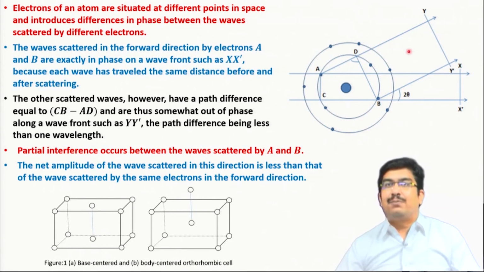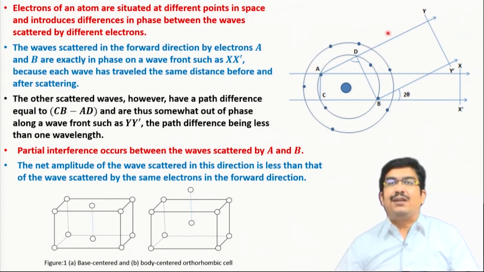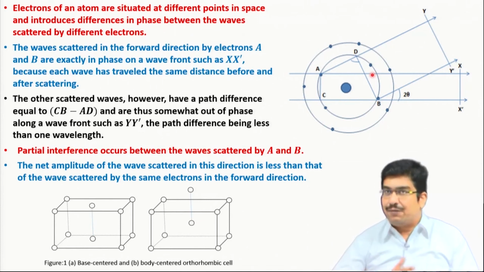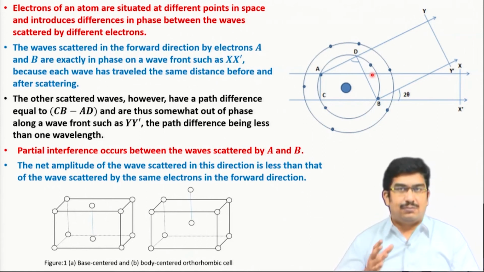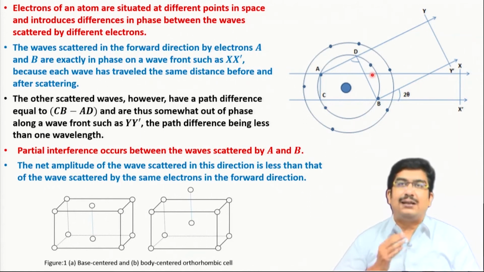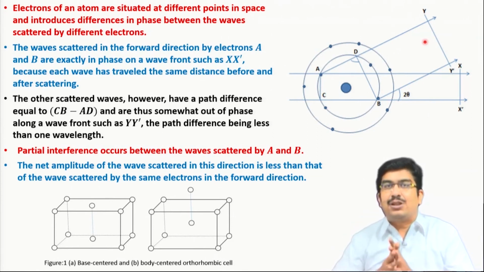These two have completely different paths, they have traveled different distances before and after the scattering. That is why they will have a path difference between them, which will translate into their phase difference, and we will have something like a partial interference. It will not be a complete constructive interference. They will have a partial interference there, and that will modify the resultant wave that we will be getting somewhere over here, with its amplitude, its intensity modified. That will not be a direct summation of these two.